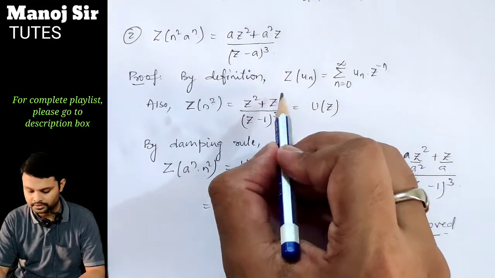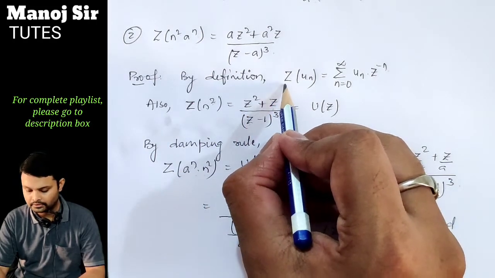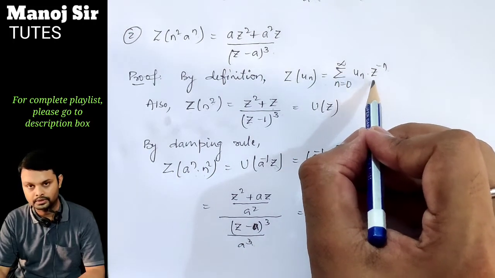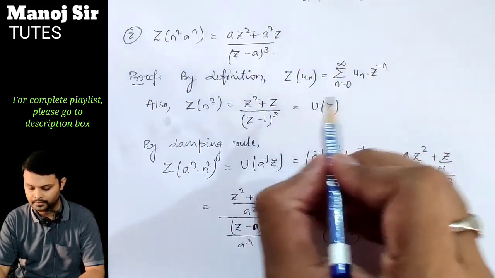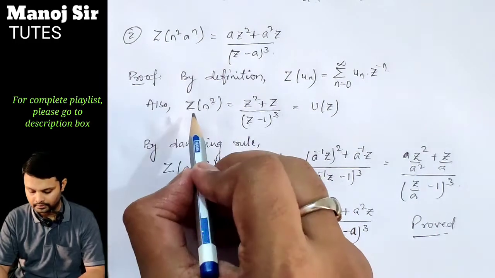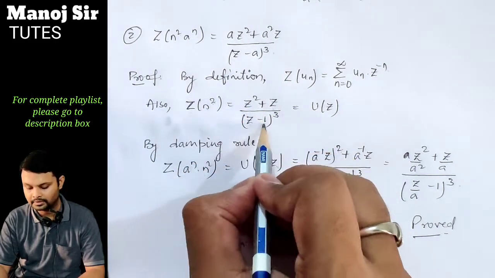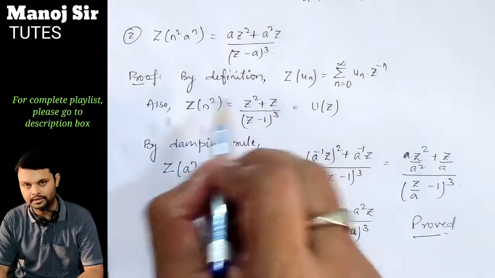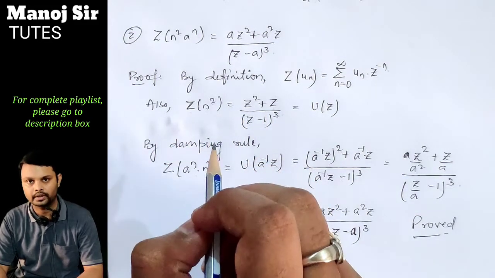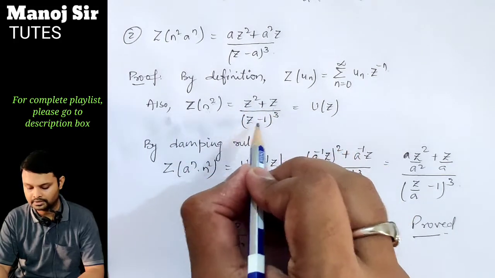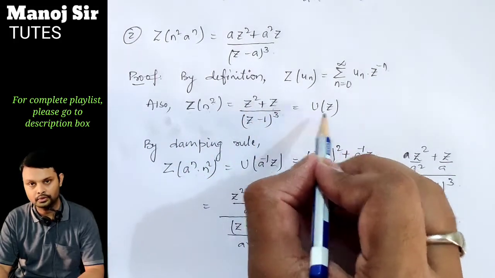Again, by the definition of Z transform, we know that the Z transform of u_n is equal to summation n equal to 0 to infinity u_n into z to the power minus n. Now we also have that the Z transform of n square is equal to (z square plus z) upon (z minus 1) whole cube. We have already proved this in video number 2, I think. So the Z transform of n square is equal to (z square plus z) upon (z minus 1) whole cube. Let this be U of z.